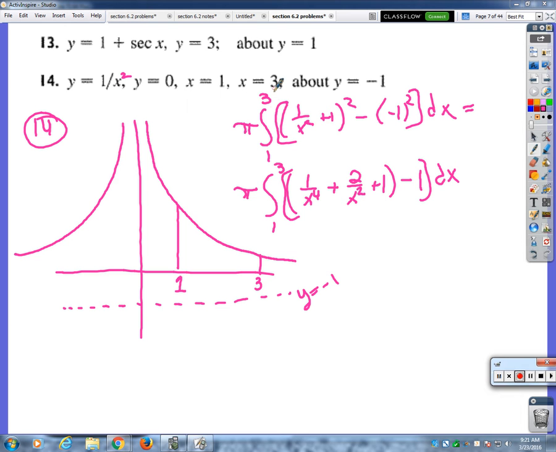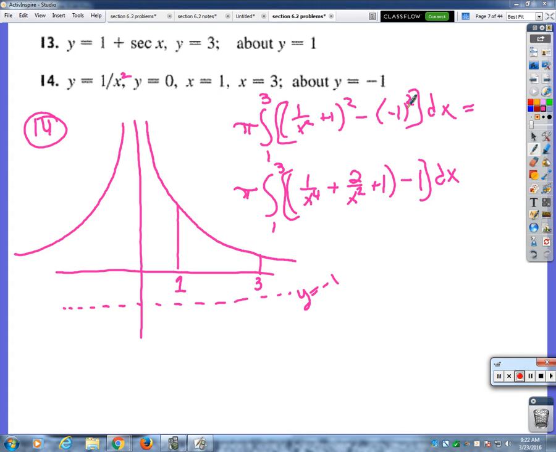Then we did the curve that's farthest from the axis of rotation, which is 1 over x squared, minus the axis of rotation. So minus -1 is plus 1 squared, all right? Minus the curve that's closer to the axis of rotation, which is 0, minus the axis of rotation, which is -1. So that's going to be squared dx, okay? And then you guys all just slam that onto your calculator?